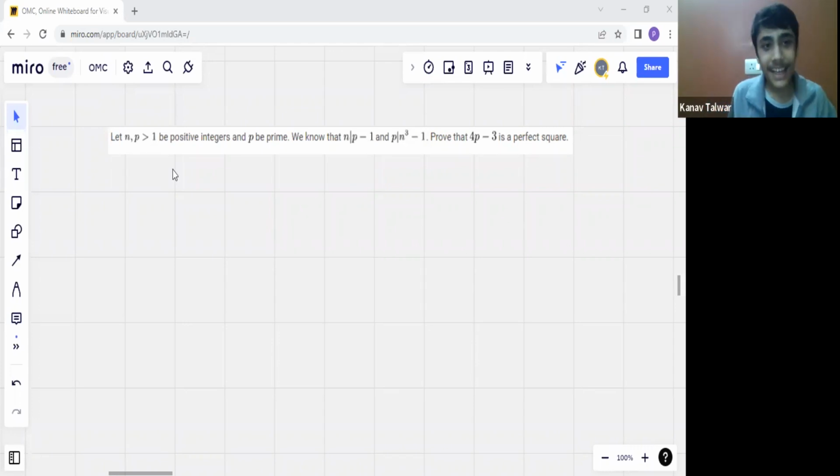So let n and p greater than 1 be positive integers and p be prime. So we know that n divides p minus 1 and p divides n cube minus 1. Prove that 4p minus 3 is a prime. So just try the problem for 5 minutes, just get a feel of the problem. And then if you have any ideas, just say.